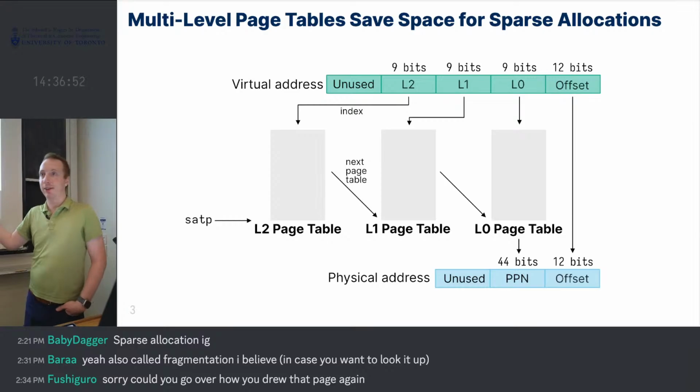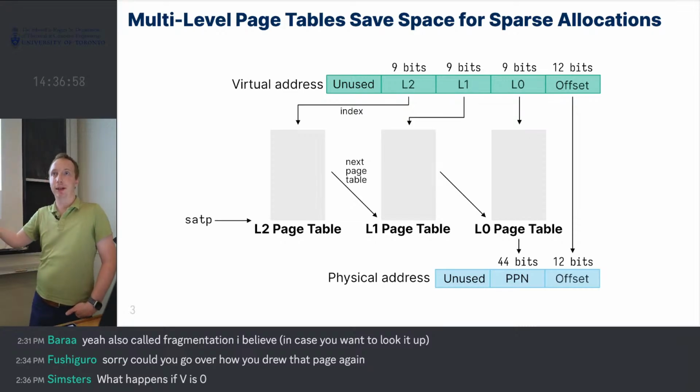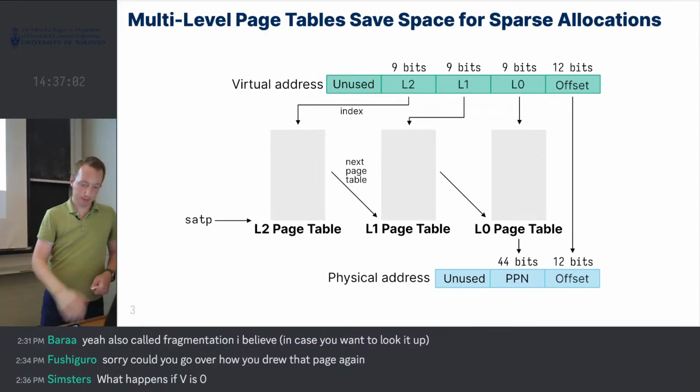Then the next extension is if we have 4 levels of page tables, well, the next size of virtual address space we can have is 48 bits. So we just add another level on.